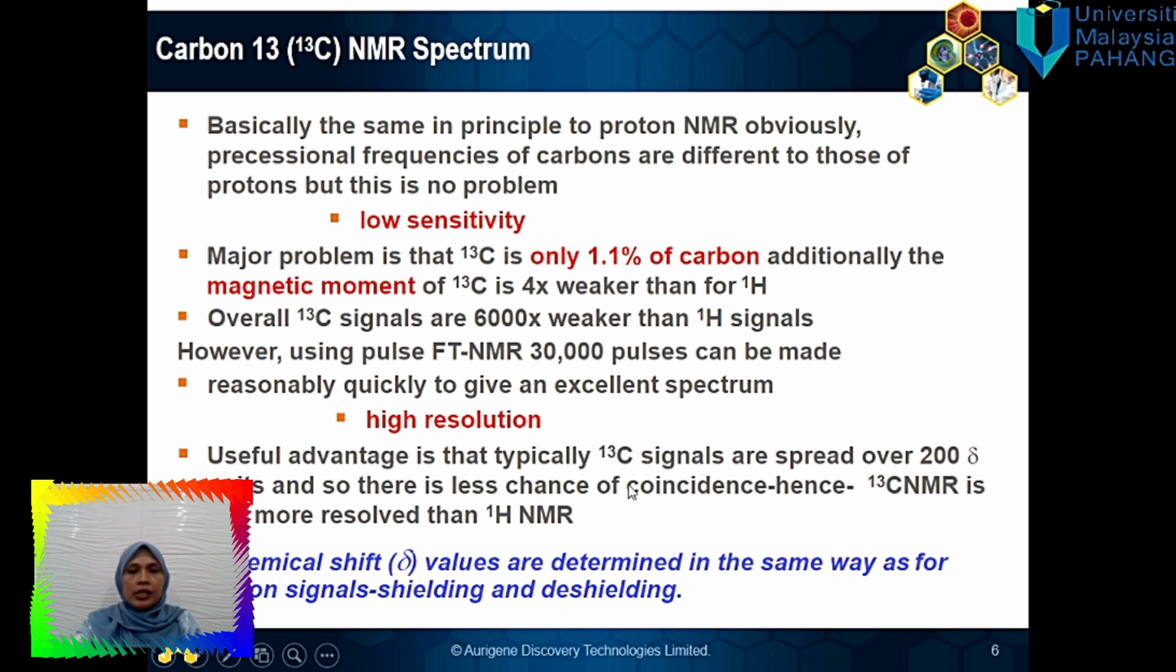The C13 signals appear in the chemical shift range of 10 to 200 ppm, and C13 NMR is 20 times more resolved than proton NMR. The same principles apply for C13, where the lower number is for shielded and the higher number is for de-shielded. The chemical shift follows the same principle, where the shielded and de-shielded signals are in the same regions, which are upfield and downfield.